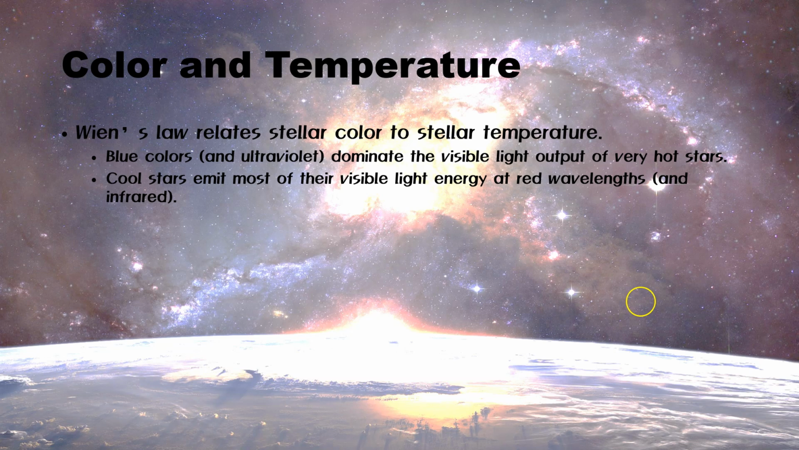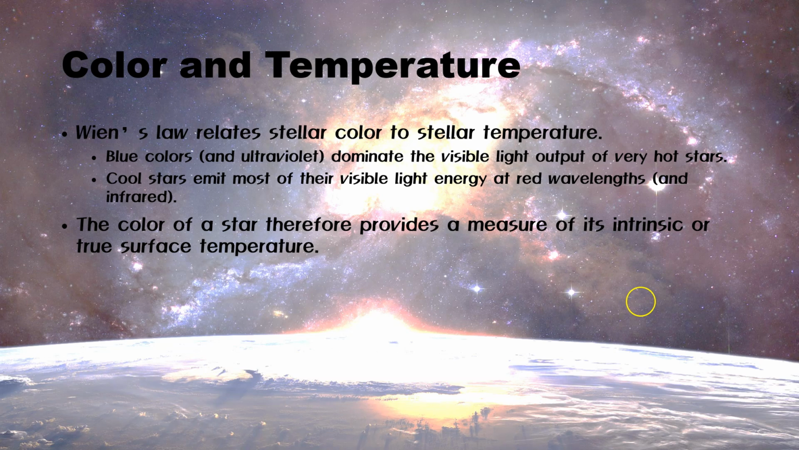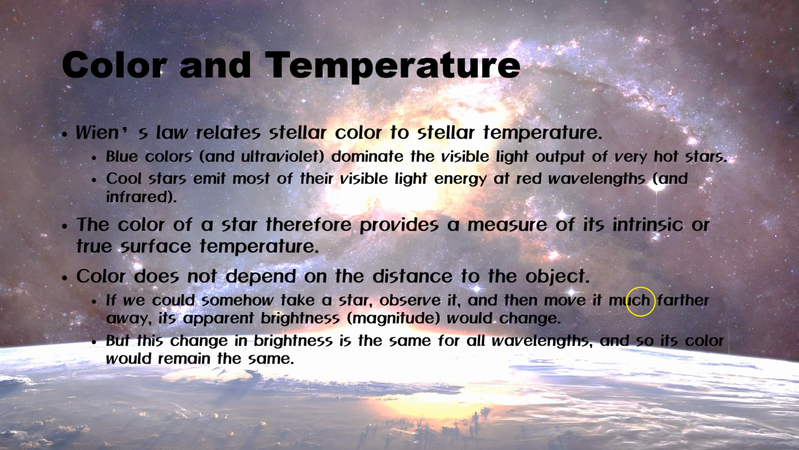Blue colors, and by extension ultraviolet, dominate the visible light output of very hot stars. Cooler stars emit most of their visible light at red wavelengths and in the infrared spectrum. So the color of a star provides a measure of its intrinsic or true surface temperature. Color does not depend on the distance to an object. It doesn't matter if we're close up or far away. If we could somehow take a star, observe it, and then move it much farther away, its apparent brightness or magnitude would change. But this change in brightness is the same for all wavelengths, and so its color would ultimately remain the same.